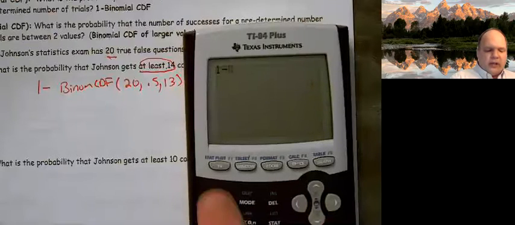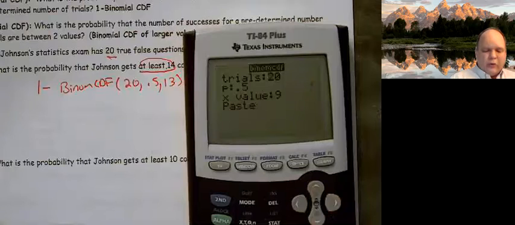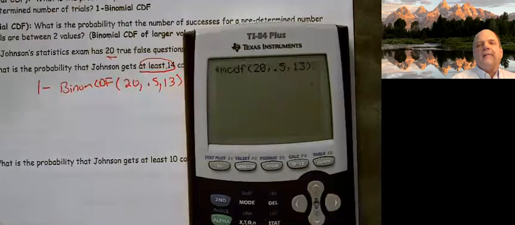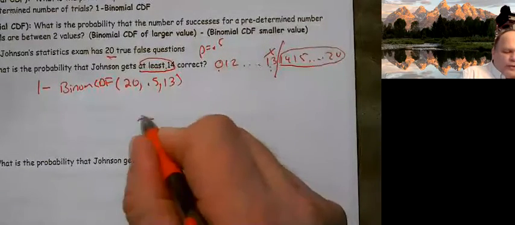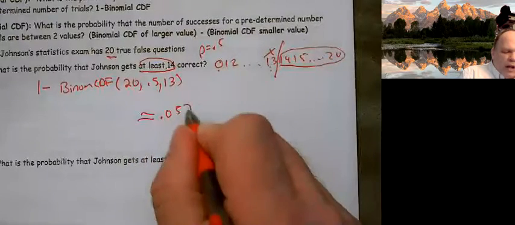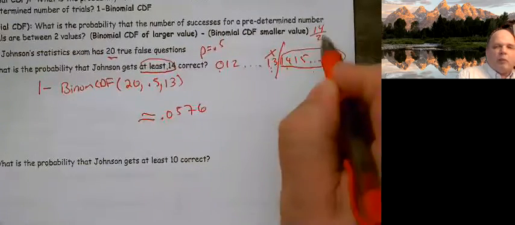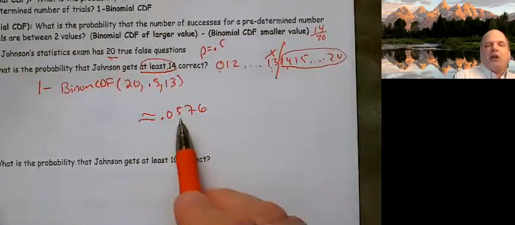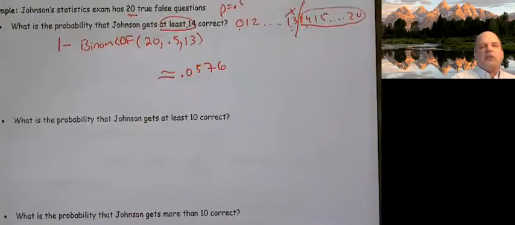1 minus second vars binomial CDF. Trials are 20, probability of guessing is 0.5, and our X value, the highest number we didn't want, was 13. That gives 0.0576. Now, if he gets 14 or more right, remember we said 14 over 20 is passing, so this is the probability that he passes. If he just guesses, that's the probability he passes.